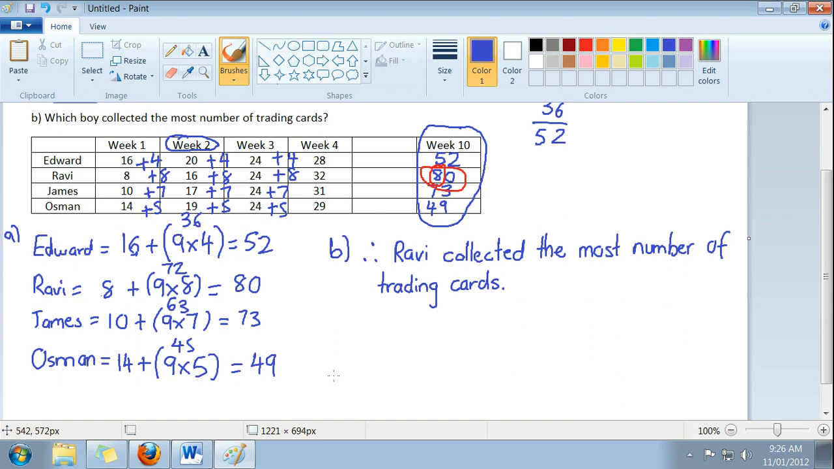So sometimes you really need to think. You need to look. Maths is always about patterns as well. A pattern is something that repeats itself. So in this case, Edward's pattern was the number of trading cards were going up by 4 each week. Ravi's pattern was they were going up by 8 each week. James' pattern was they were going up by 7. And Osman's pattern was they were going up by 5. And since we had the value of week 1, okay, all we had to do was find the other weeks. Okay?